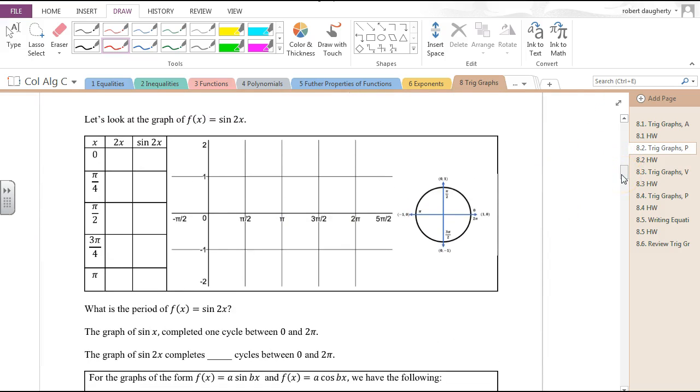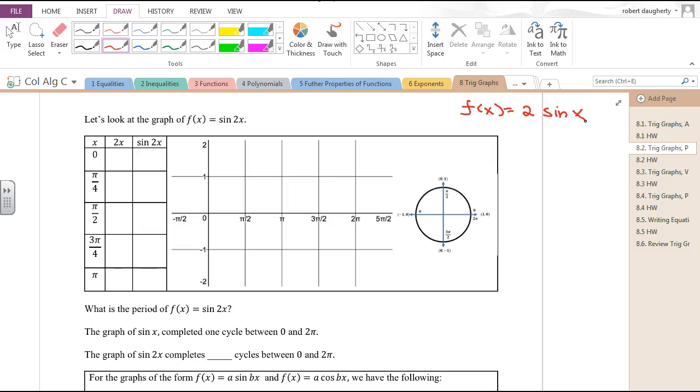Now, let's look at another one. Before we do that, yesterday we would have graphed f of x equals 2 sine of x, right? How is this one different? Yeah, so this is not f of x equals 2 sine of x. This is a sine of 2x.